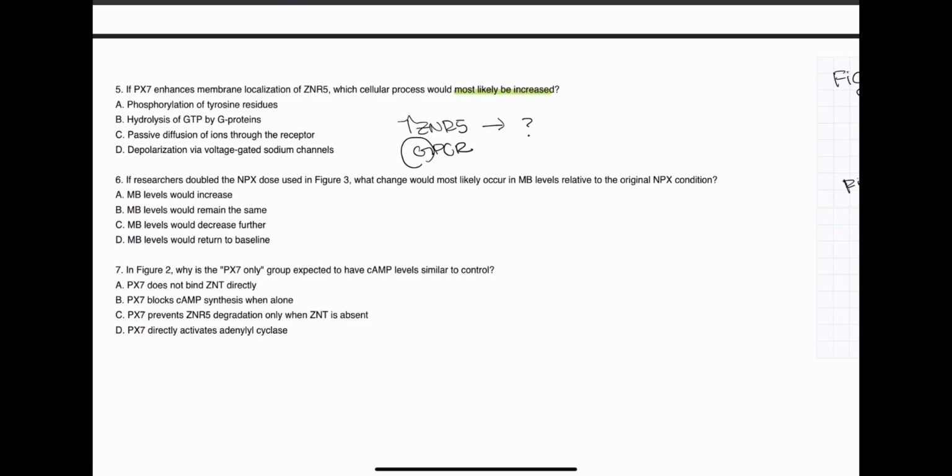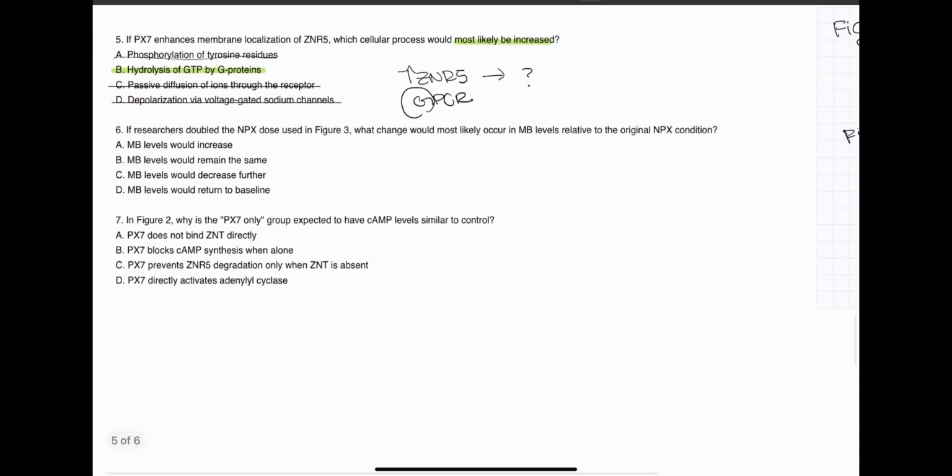Phosphorylation of tyrosine residues, not correct. Hydrolysis of GTP by G proteins. In our breakdown, we literally said that. That's the best answer. Usually, I wouldn't even read the other ones unless there's something that I still don't understand. Depolarization via voltage-gated sodium channels. It's a ligand-gated channel. Passive diffusion of ions. Again, not right. B is correct. We'll choose that and move on.